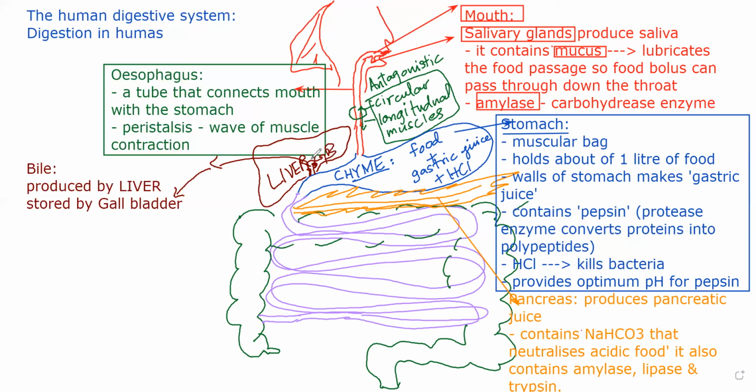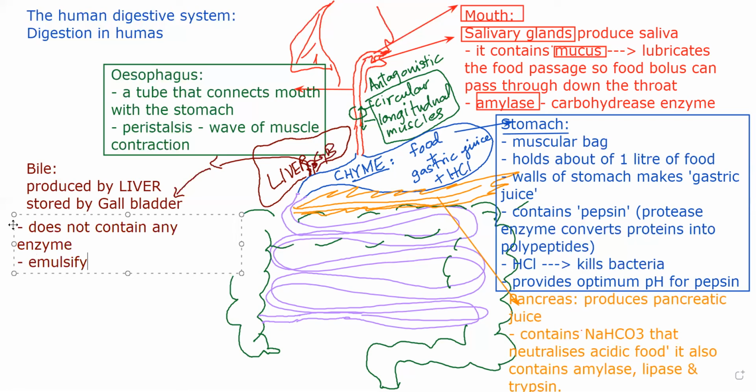Then, what does this bile do? Most of the students make a mistake here. Keep in mind, bile does not contain any enzyme. So if it does not contain any enzyme, what does it do? Its job is to emulsify. This is the keyword. Emulsify fats. What does it mean? Emulsify fats to increase surface area for lipase action.